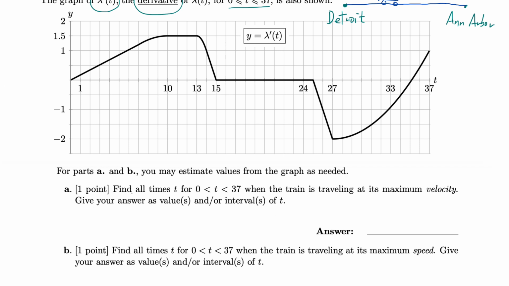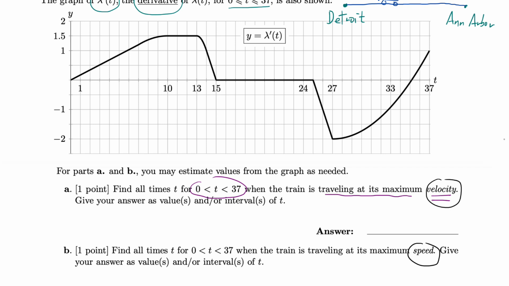Sounds good. Find the times t between 0 and 37, and we see that's exactly the time interval this graph is giving us information about, when the train is traveling at its maximum velocity. Give your answer as values and/or intervals of t. Here, it's good for us to be on the same page between velocity and speed, because obviously this question is testing the distinction between the two concepts. It looks like part B is really the same question, but it's asking for maximum speed, not maximum velocity.